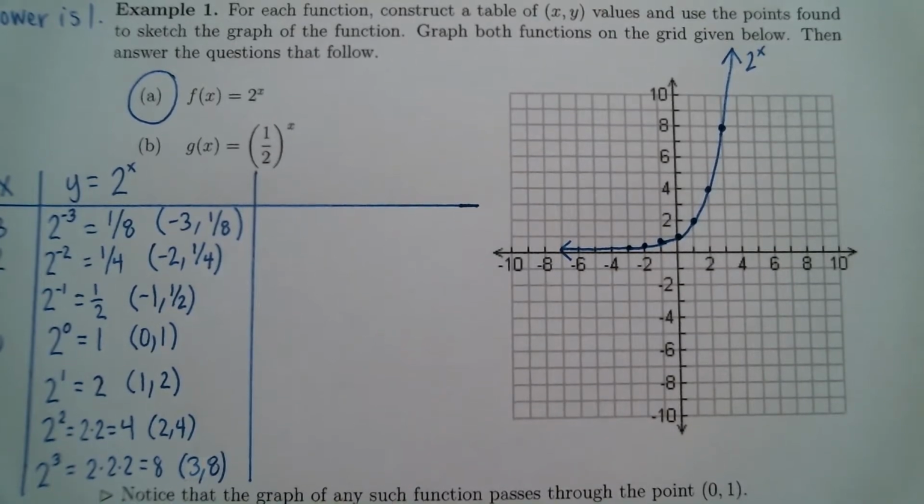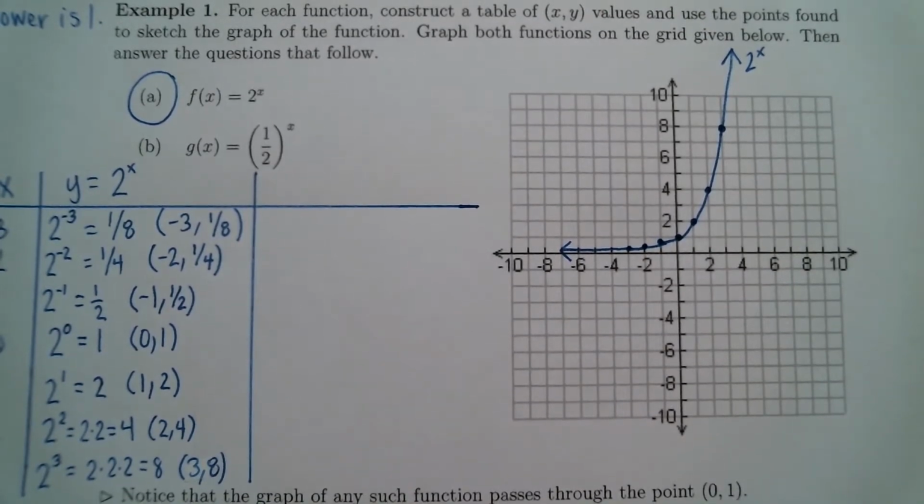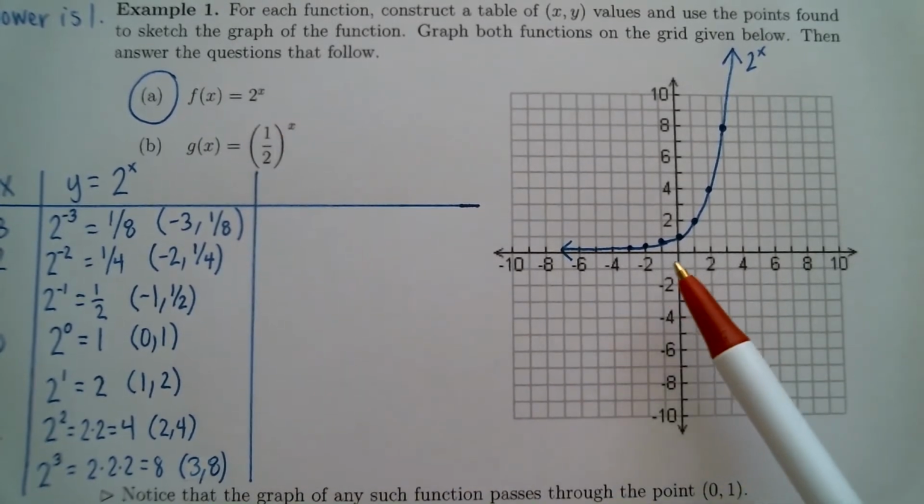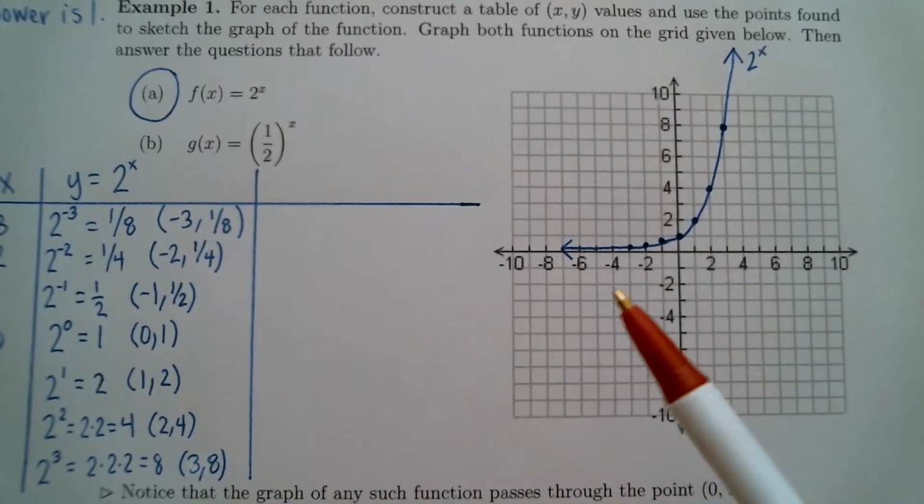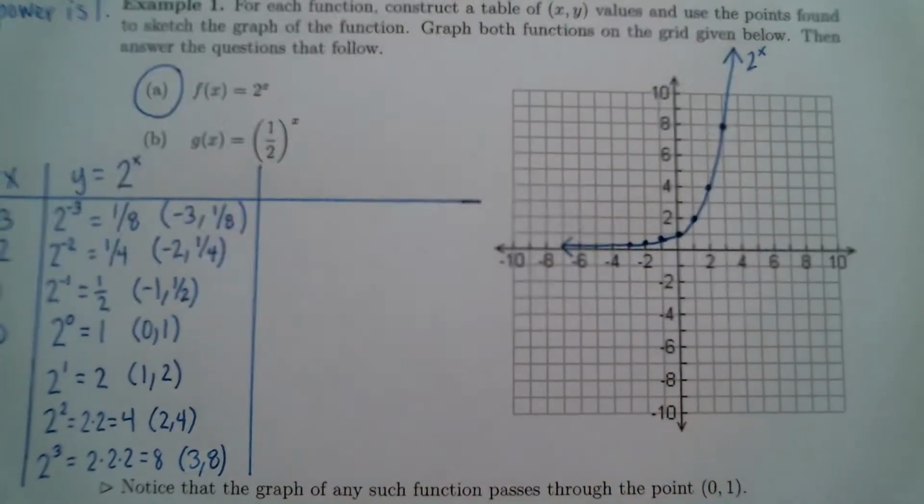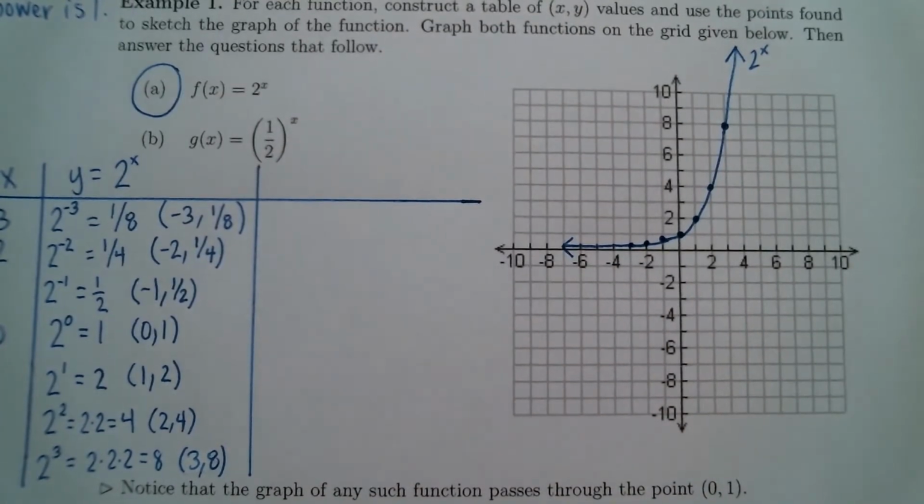Okay, now we're going to graph part B, g of x is equal to 1/2 to the x power. Notice the entire fraction is raised to the x power. This is base 1/2. The graph, once we construct it, is going to be very similar to this graph, 2 to the x. So let's go ahead and start.